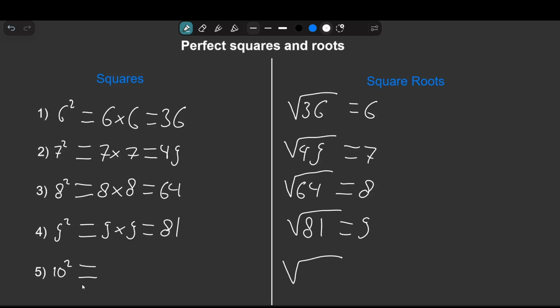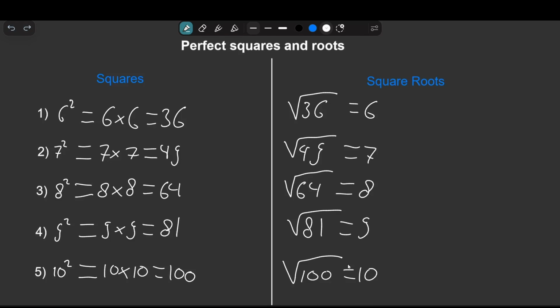And now for the last one of the first 10 perfect squares, we have 10 squared. This one is very easy. It's just 10 multiplied by itself, which equals 100. And now for the square root of 100, we will have 10, because 10 times 10 equals 100. I find this one very satisfying, because you just get a very nice round number at the end, and I find it very easy to remember.